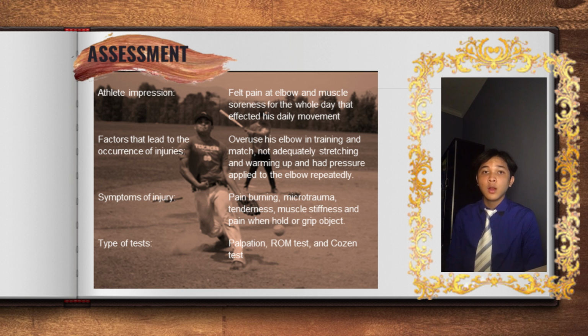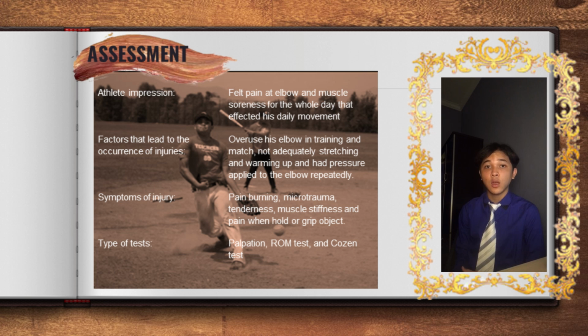The patient shows some symptoms such as burning pain, microtrauma, tenderness, muscle stiffness, and pain when holding or gripping objects. The symptoms show he might have tennis elbow, since he often experienced forearm cramps. There are 3 tests to detect what kind of injury he had. Firstly, palpation is used by the examiner to check where the pain is. The examiner palpated the olecranon and epicondyle, and the result was he felt pain.